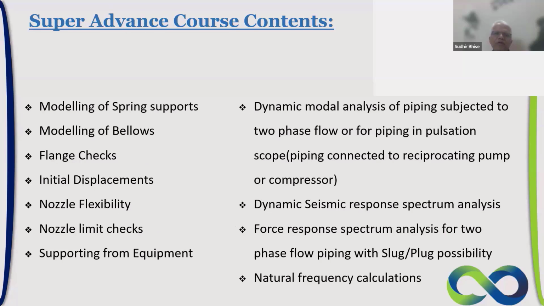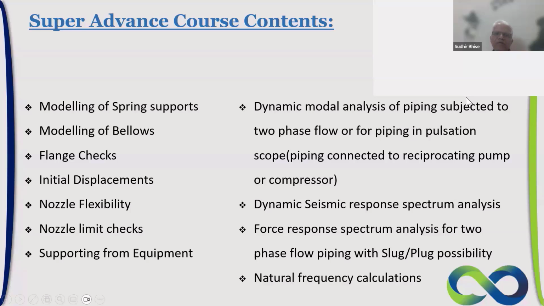Then we are going to study the modeling of the supports, the bellows. We are going to study how to make the flange checks. For example, a flange may also lead to a failure, because whenever the flange is there, it is supposed to be the weakest joint in a piping system, and when heavy stresses are transmitting through the flange connections, then the flanges may open up, and the software has got a facility to find out whether there are any such cases, and we are going to study the flange checks.